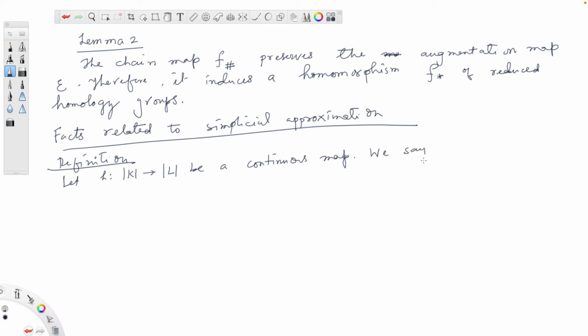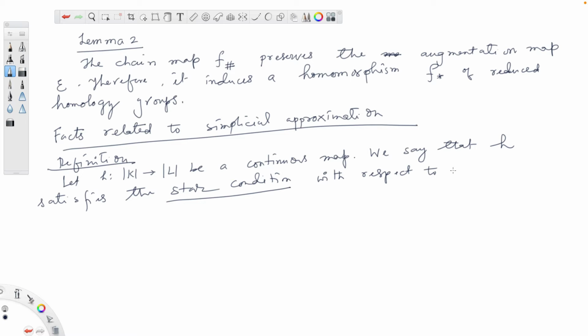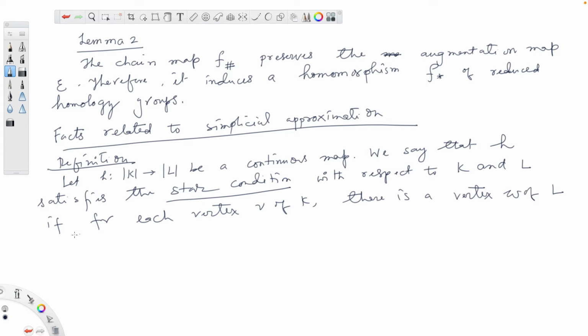We say that h satisfies the star condition with respect to the complexes K and L if for each vertex V of K, there is a vertex W of L such that h of star of V is contained in star of W. Okay. So this is the definition of a continuous map satisfying the star condition.